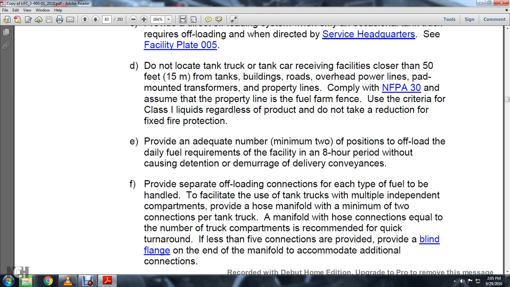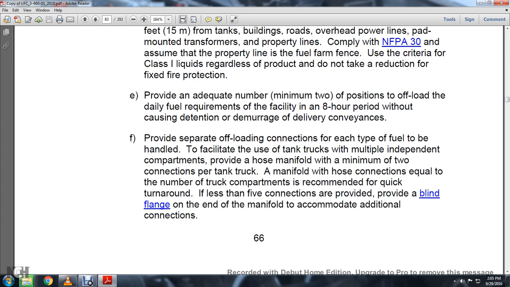Provide an adequate number, a minimum of 2, of offload positions for the daily fuel requirements of the facility within an 8-hour period without causing detention or demurrage of the delivery conveyance. Provide separate offloading connections for each type of fuel handled, to facilitate use of the truck's multiple independent compartments.